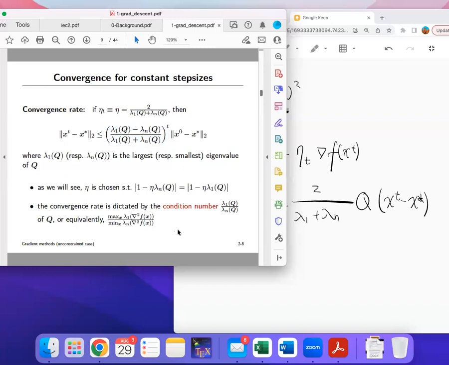What was lambda? Sorry if I missed that. Yeah, lambda 1 and lambda n are the largest and the smallest eigenvalue of this matrix.